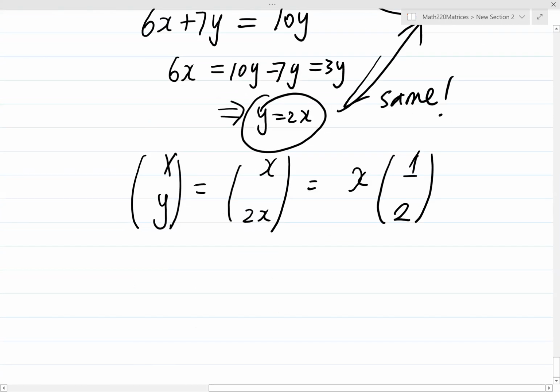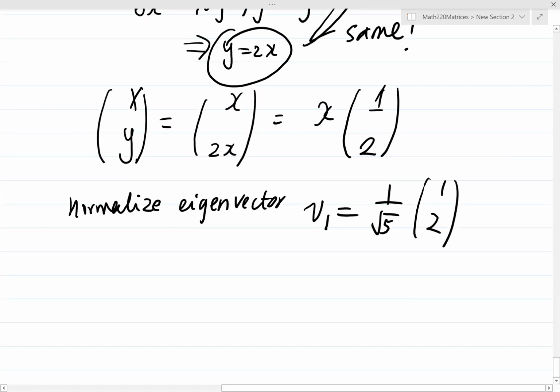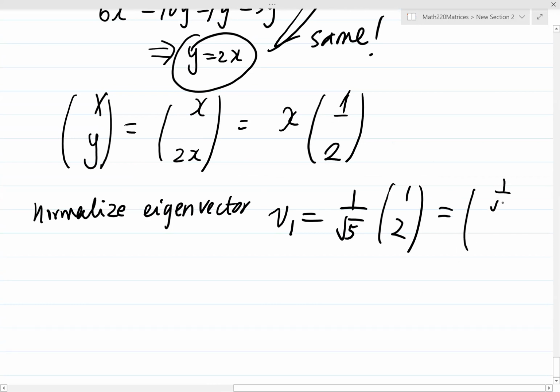Now we need to normalize it. Normalized eigenvector. So we choose v1 to be 1 over root 5 times (1, 2). The root 5 comes from dividing by the norm of this vector. The vector (1, 2) has norm square root of 5. So you divide by its norm, and you get a unit vector. So v1 is a unit vector: (1 over root 5, 2 over root 5).